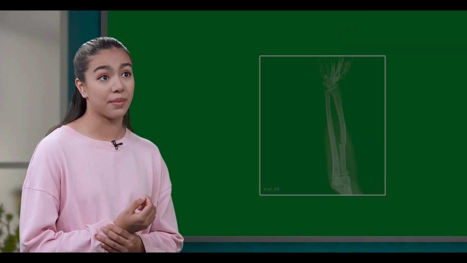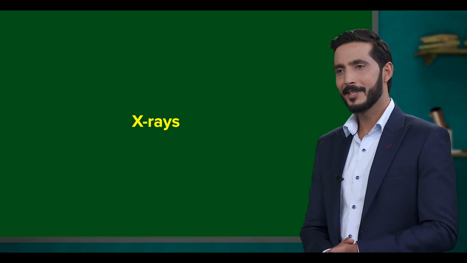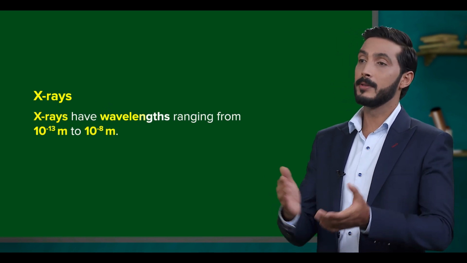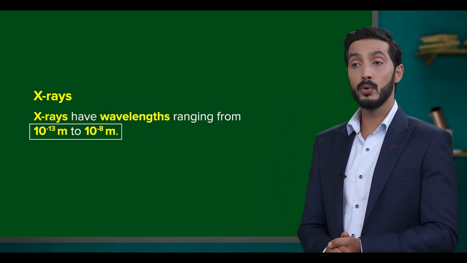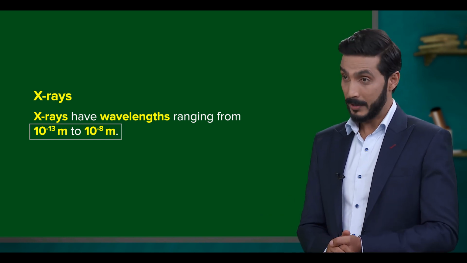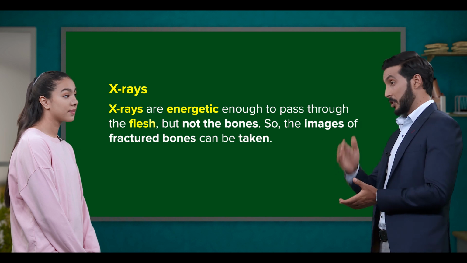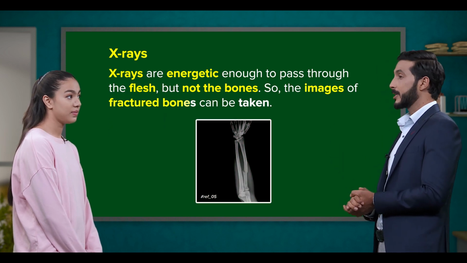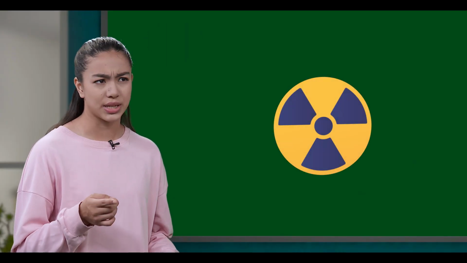I know X-rays. When I was 12, I broke my arm and was diagnosed with a fracture by taking an X-ray image. See, that's one of the usefulness of X-rays. They have wavelengths ranging from 10 to the power of minus 13 meters to 10 to the power of minus 8 meters. X-rays are energetic enough to pass through the flesh but not the bones, so the images of fractured bones can be taken. But if I recall well, they are also dangerous, right?